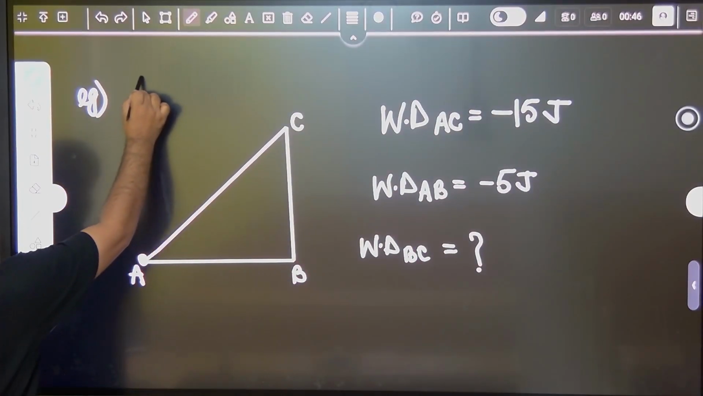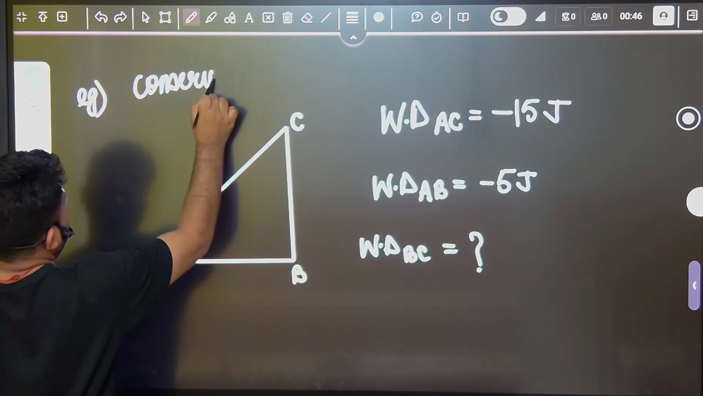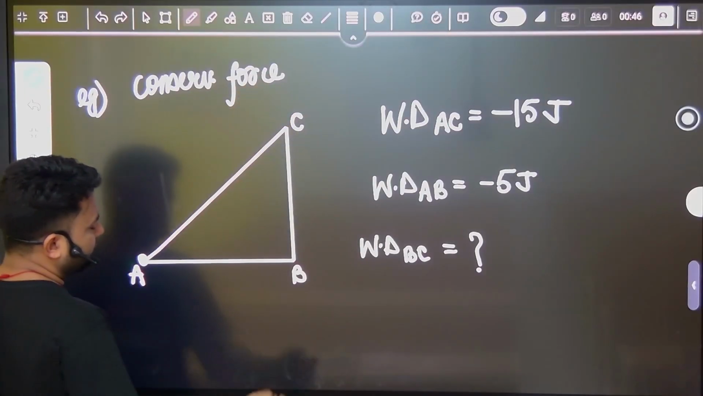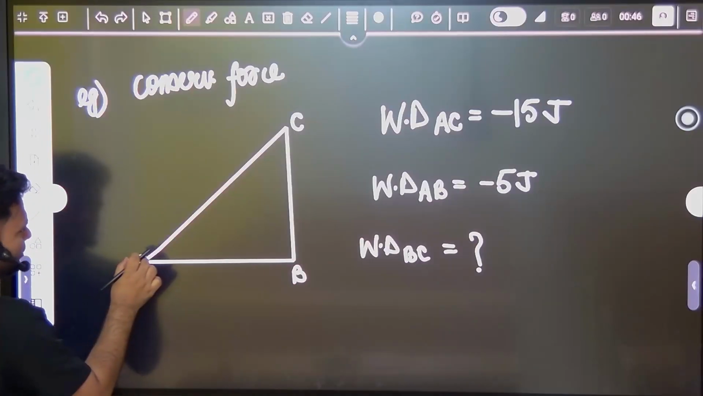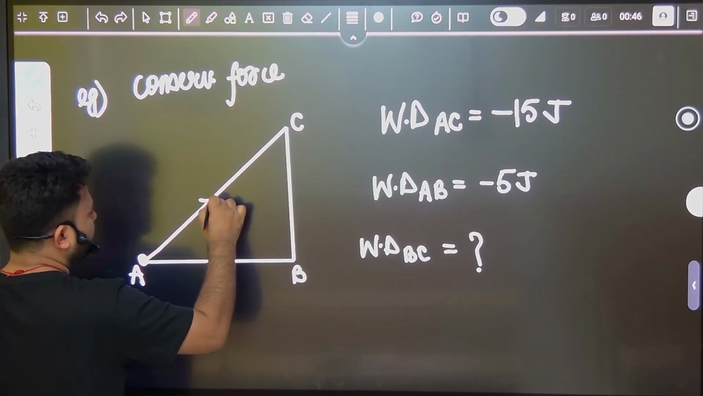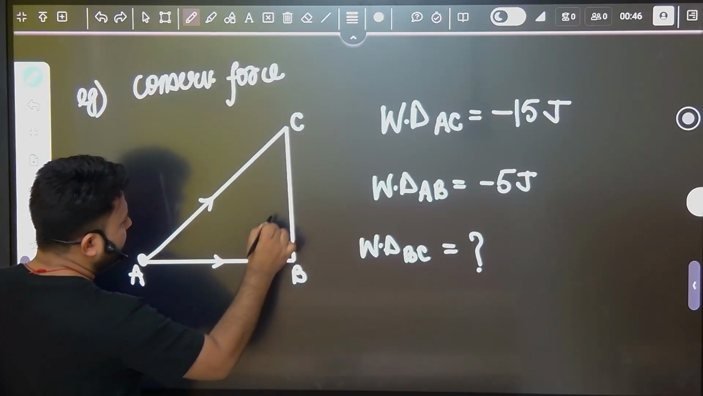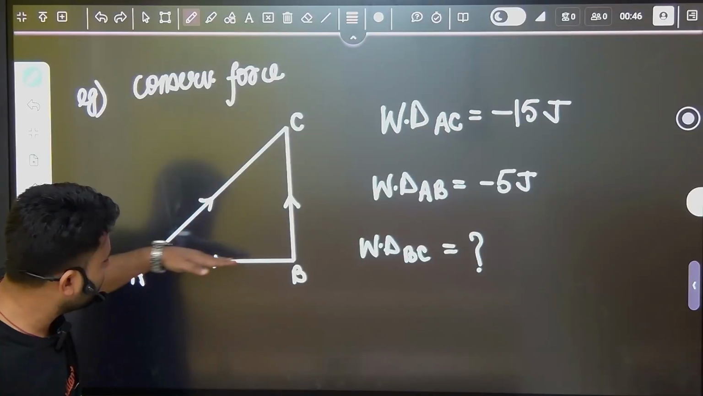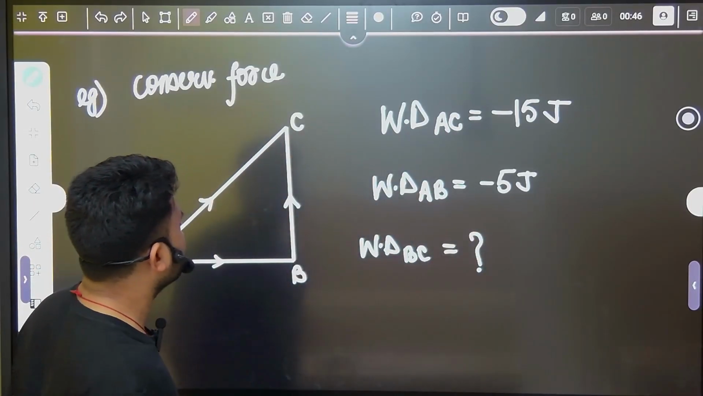See again, this condition they have given, which kind of force is existing? Conservative force is existing. Correct? What we can write? Work done in going from A to C. A is the initial position, C is the final position. Whether you follow this path or you follow A to B and B to C, whether you follow this path or this path, work done will be same because it is conservative force.